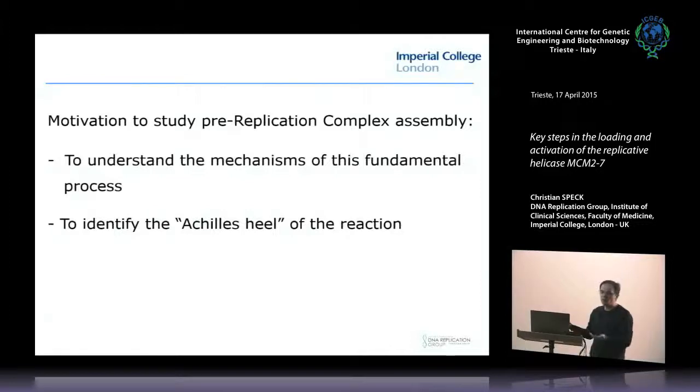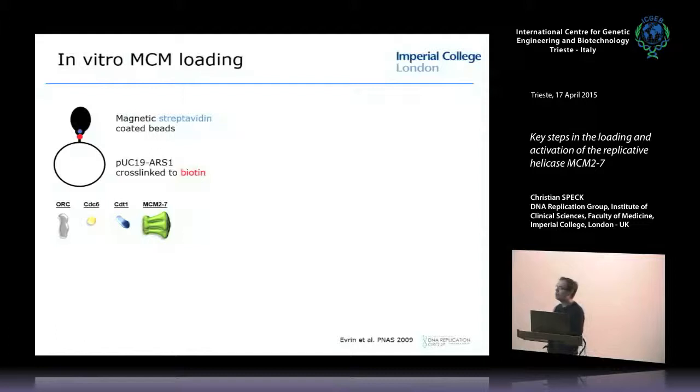And our real motivation to study this process is, well, we want to understand the mechanism of action. This is a super fundamental process and is one thing that you just want to know how it works. And at the same time, you want to look for an Achilles heel. Is there any weak spot that you could target for inhibitors? So the way that we study helicase loading is a biochemical, structural, genetic approach. The biochemical system involves a DNA that contains a replication origin, and this DNA is linked to magnetic beads, and then we have purified proteins.